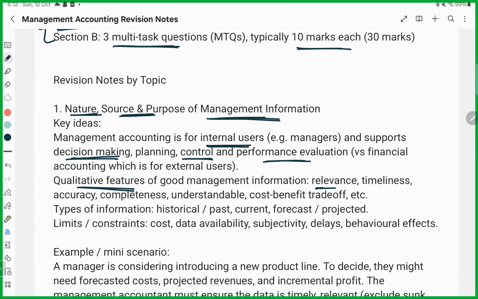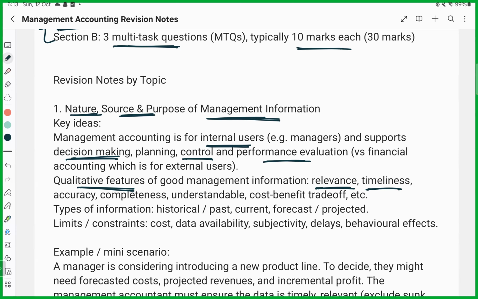The management information should be timely available so that the management will be able to take the decision. Say suppose I want to achieve a target of 20% for the next year, or say 10% for the next year. On what basis will I take this decision? I will take this decision on the basis of the information that I have on the current year.